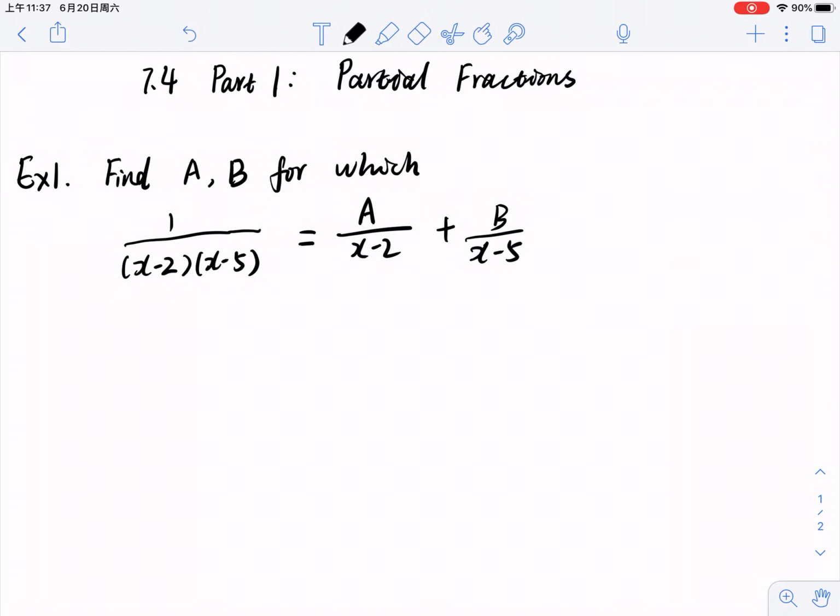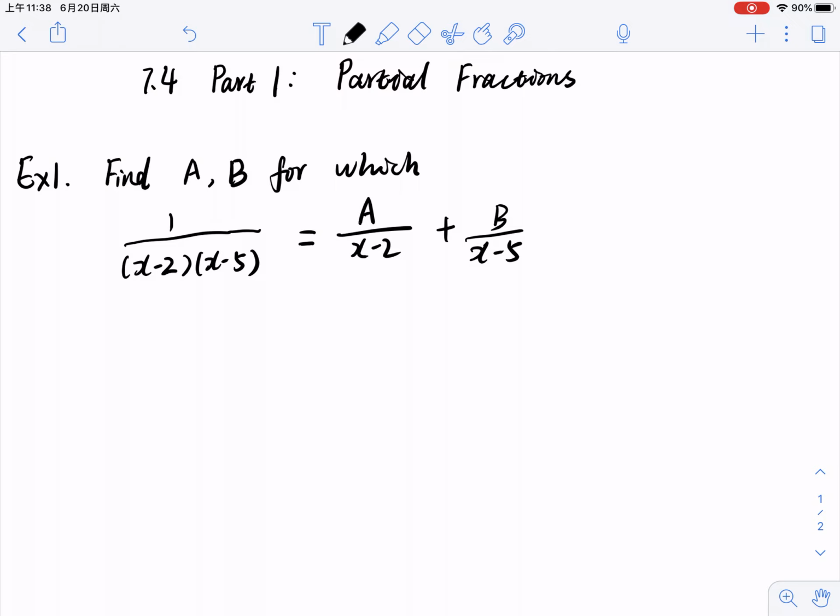For section 7.4, we will do two videos. In the first video, we talk about partial fractions. In the second video, we talk about the trigonometric substitutions, that is, substitution of sine theta or tangent theta.